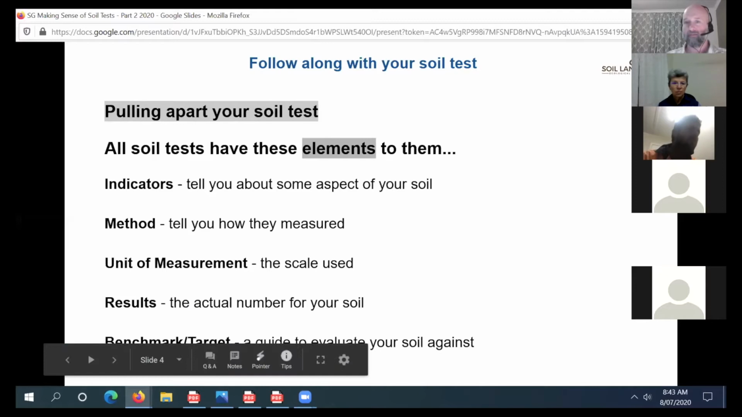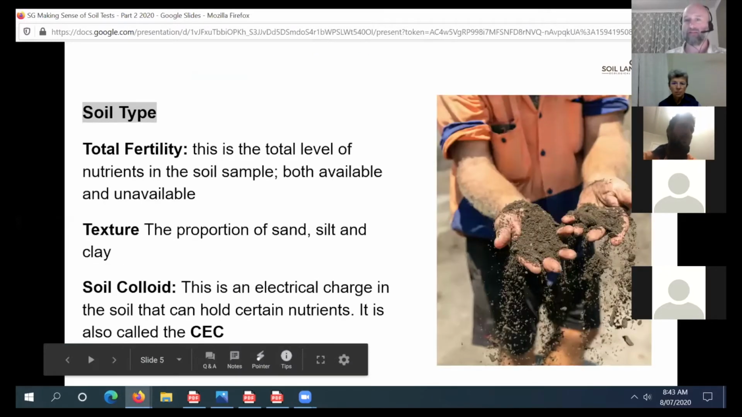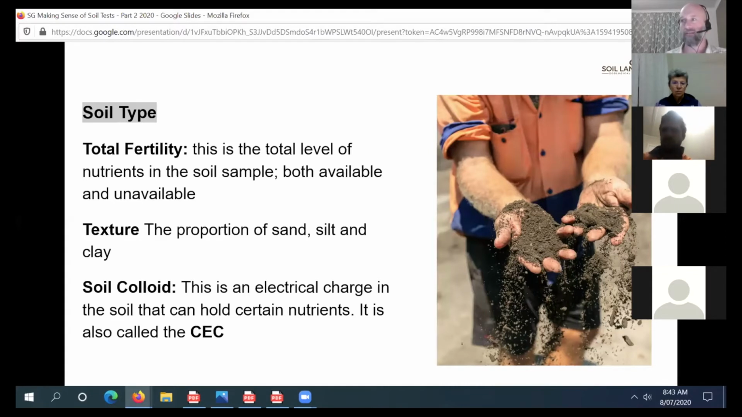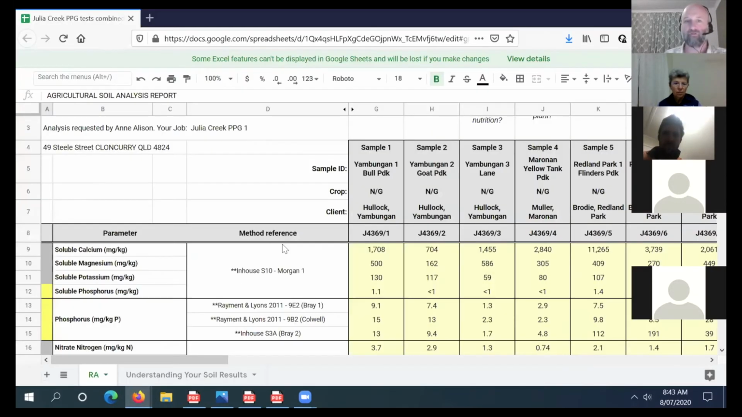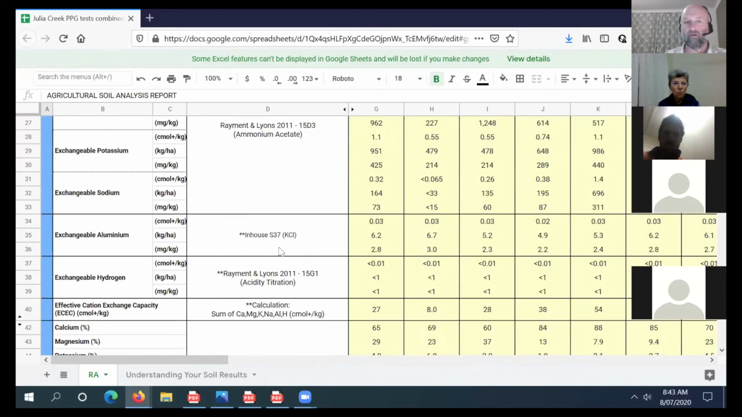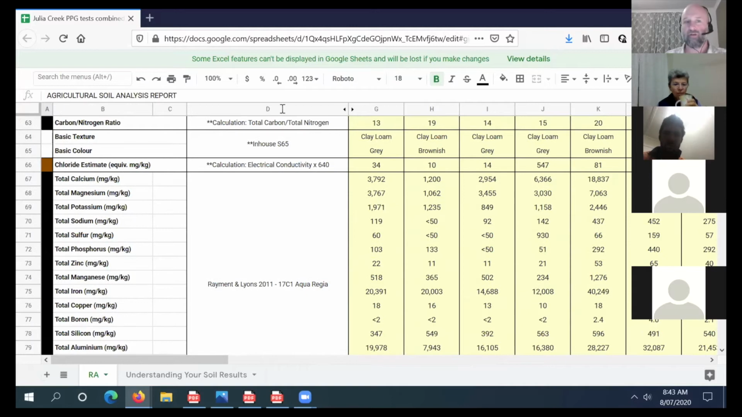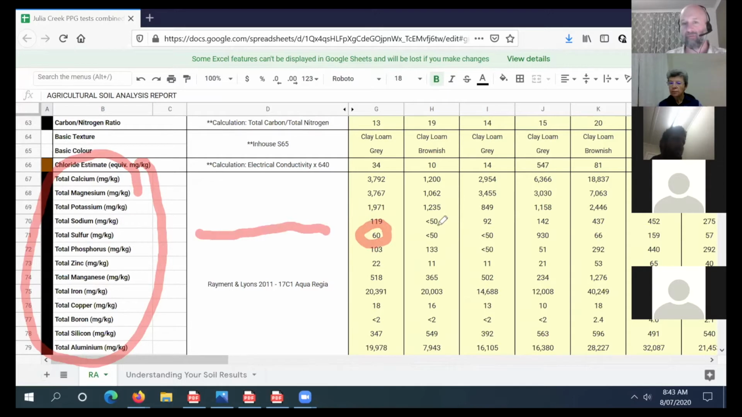So with that in mind, we looked at soil type last time, and in particular, we looked at total fertility. If you remember, we're looking at your tests for you guys. We looked at the total fertility on your soils. So here's the Julia Creek soils. And if we go down to near the bottom of your test, you've got these totals. Like if I just pick on sulfur, this soil's got a total sulfur of 60, this one less than 50, this one 930. So you can see here 3 different soil types across the north where you guys are, but very different total sulfur levels. And that will obviously influence the grazing behavior in animals and a whole range of other things as well.